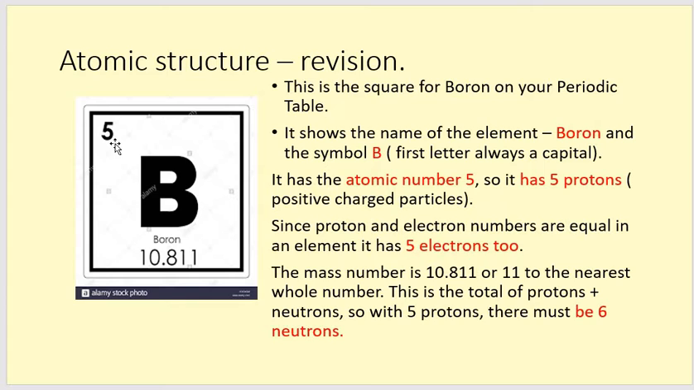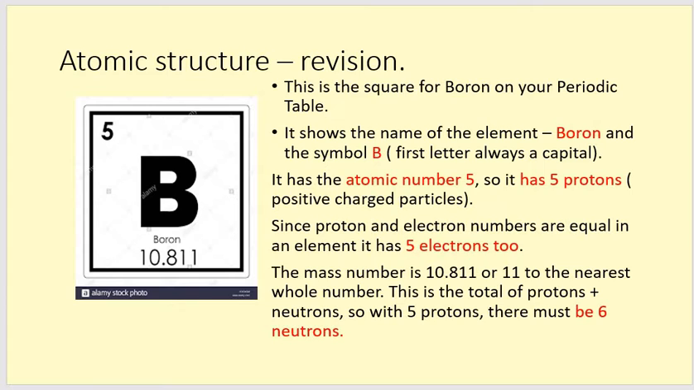And because proton and electron numbers are always equal to make the element neutrally charged, if it's got 5 protons, it will have 5 electrons. The mass number down here is 10.811. That's because there are different forms of boron with slightly different weights. But to the nearest whole number, that would be 11. So that means the number of protons plus the number of neutrons in one atom will equal 11. Now we already know from our atomic number up here that there are 5 protons. So if there's 11 bits all together in the middle, there must be 6 neutrons.